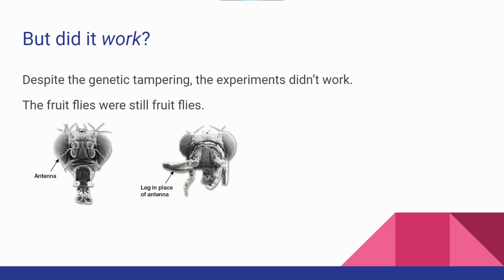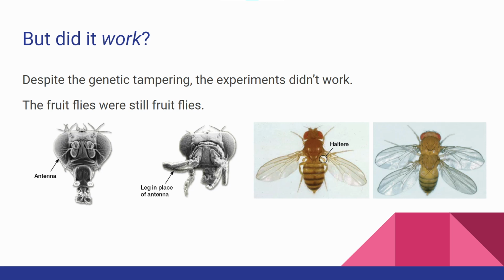So on the left, you have a normal fruit fly with a normal antenna. On the right, you have a leg growing in place of the antenna. It's marred. It's a genetic deformity. It's still very much a fruit fly. On the left, again, you have a normal fruit fly with a single pair of functioning wings. On the right, you have the single pair of functioning wings and an extra pair of non-functioning wings.